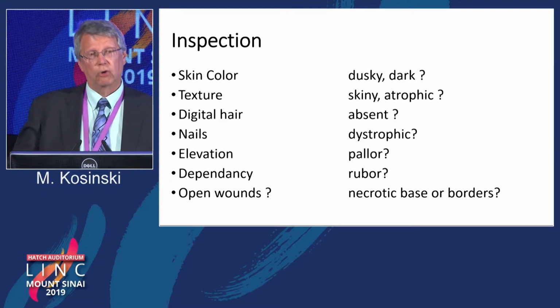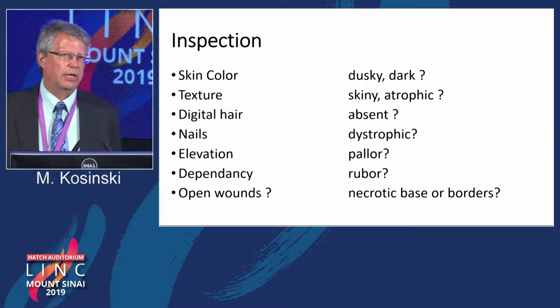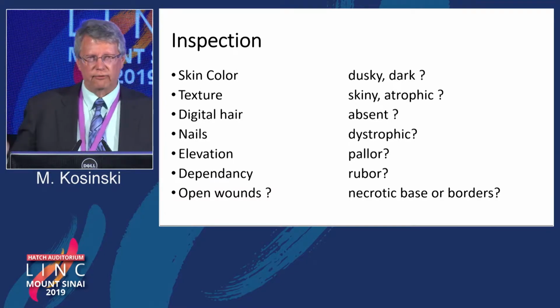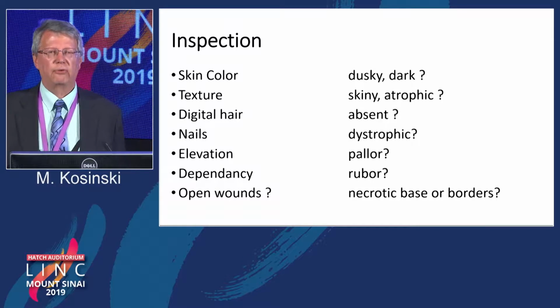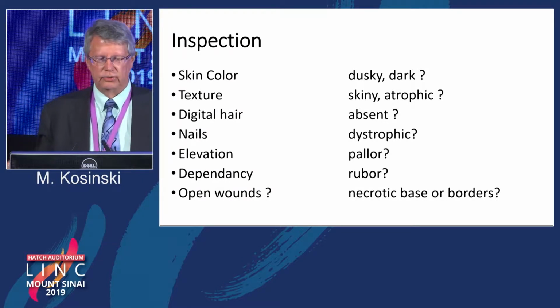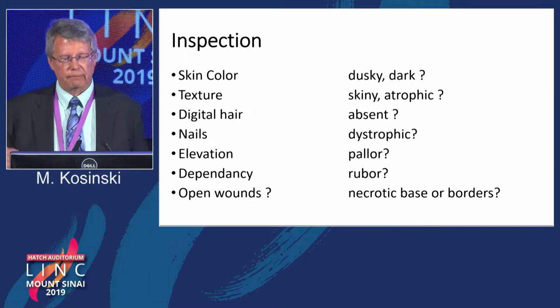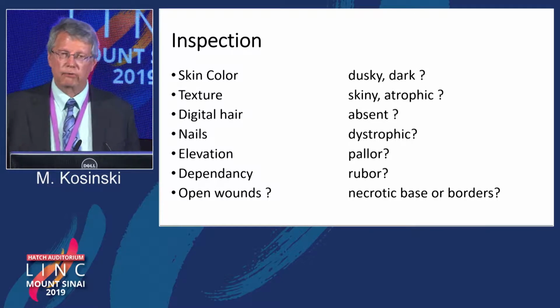Are the nails dystrophic? Do they look mycotic, but they're really not mycotic? They're dystrophic not because of a mycotic skin infection, but because of the effect that the peripheral arterial disease has on the nail matrix and the growth of the nail. Is there rubor on dependency and pallor on elevation? And are there any open wounds?